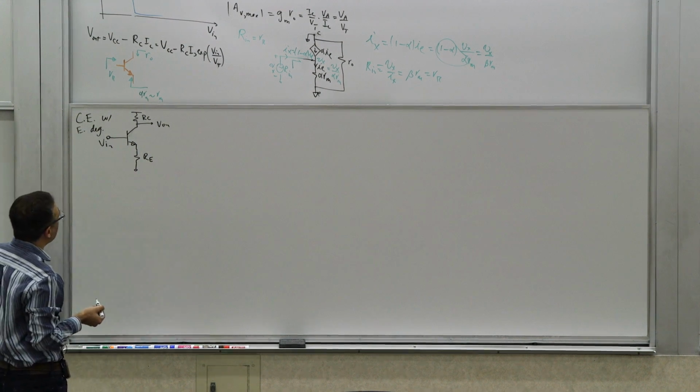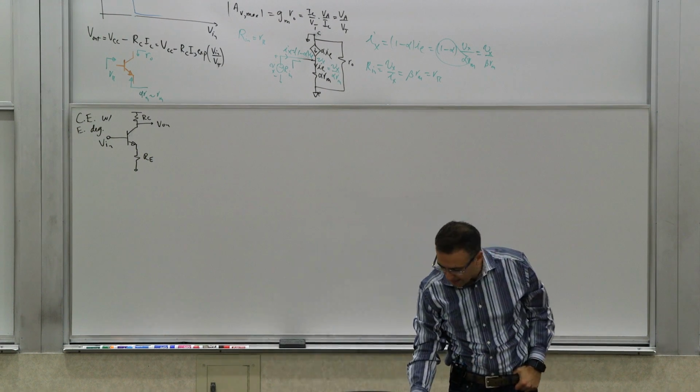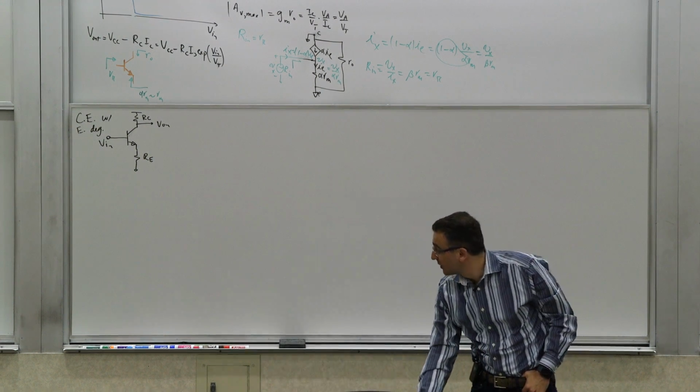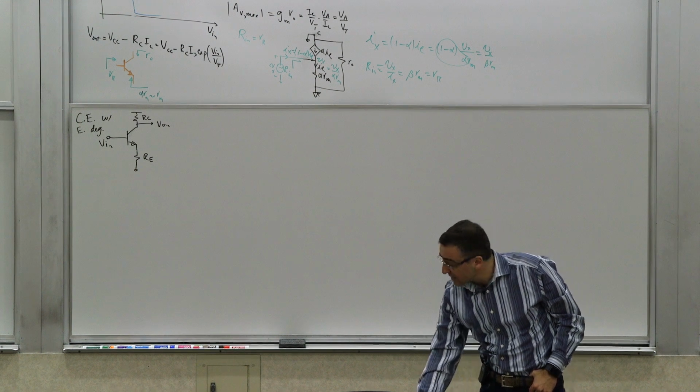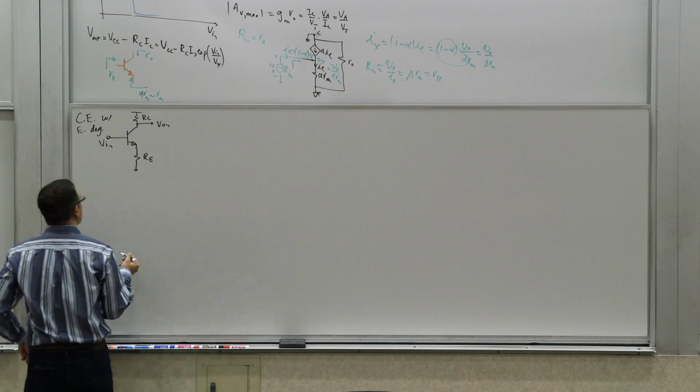So what do we get for gain and other properties of a stage like this? What is the gain of this stage? So how do we find out what the gain of this stage is? Let's go talk about that. So we can think about the small signal model.